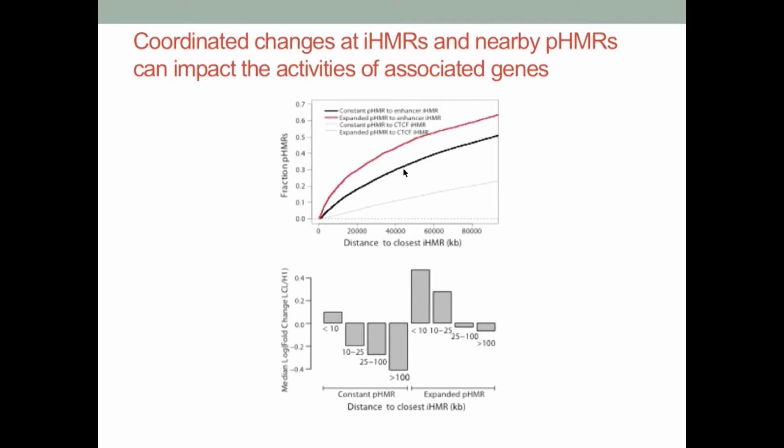So this is basically reiterating the same thing, except here we're looking at the log-fold change in expression between B lymphocytes and H1 cells, and we're looking at distance to the closest IHMR. And expanded PHMRs that are upregulated in their expression are much more likely to be close to an IHMR that appears in that cell type. Does this make sense? It's kind of confusing, maybe. This is the change in expression? Yes, this is a change in expression.